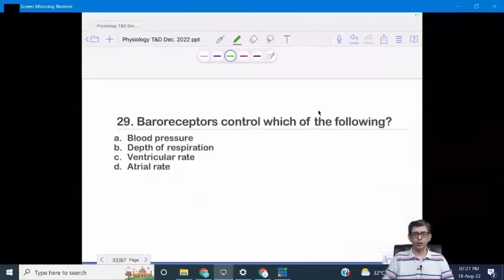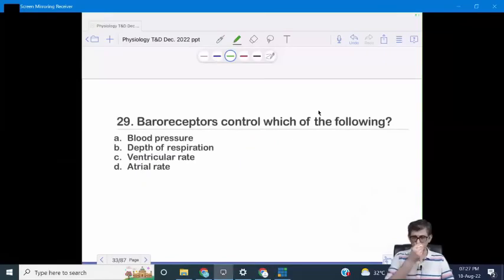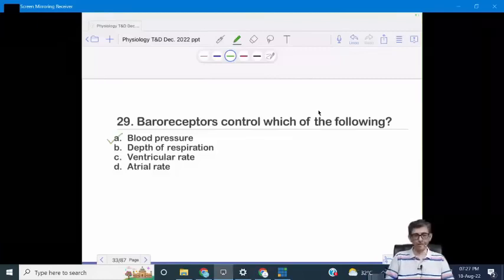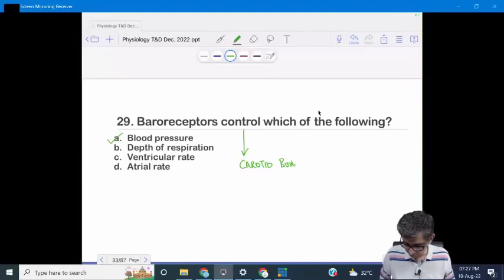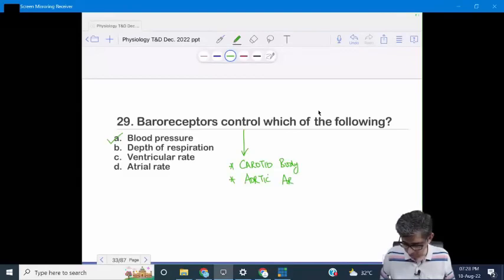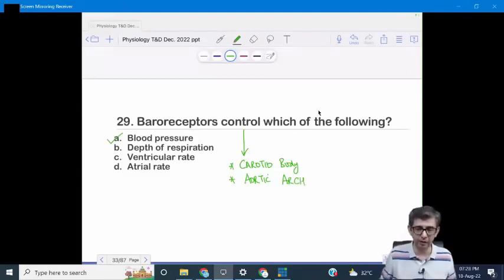Coming to 29, baroreceptors will be controlling which of the following? I think easy question है. We have chemoreceptors and we have baroreceptors. Baroreceptors are mainly for regulation of blood pressure. We would be having baroreceptors in the carotid body, and we would be having baroreceptors in the aortic arch. दो जगह पे present होते हैं. Carotid body and aortic arch is where they are located, and they help in regulation of blood pressure. Answer 29 is A.